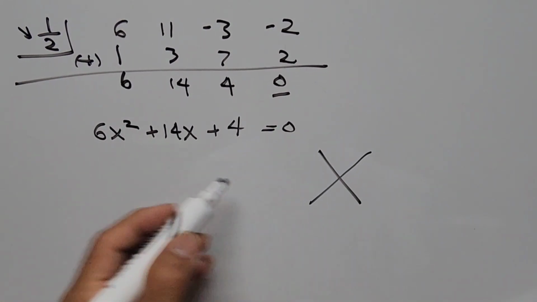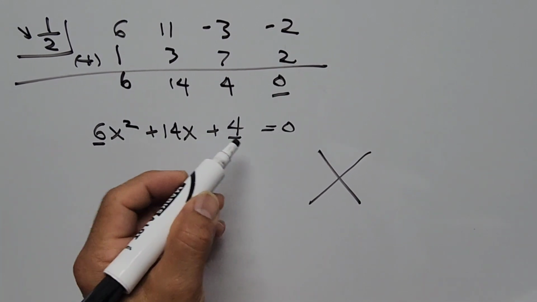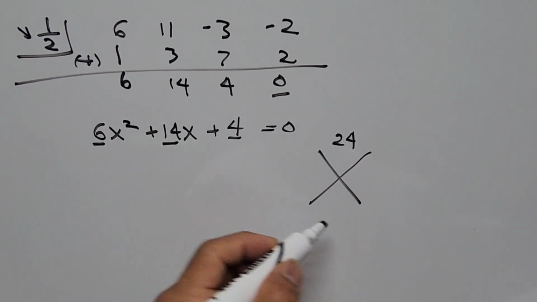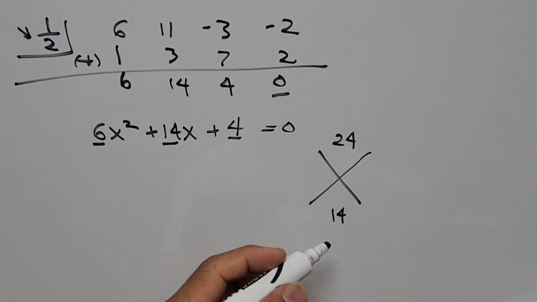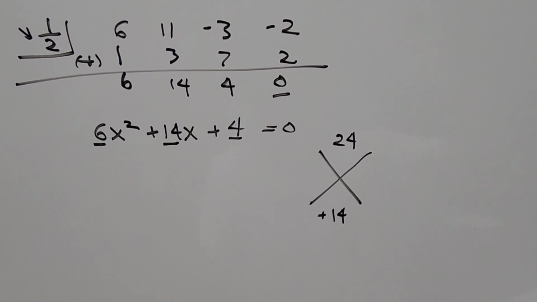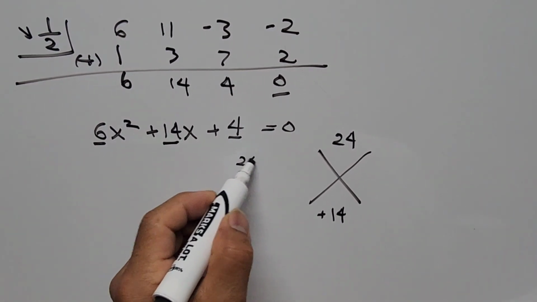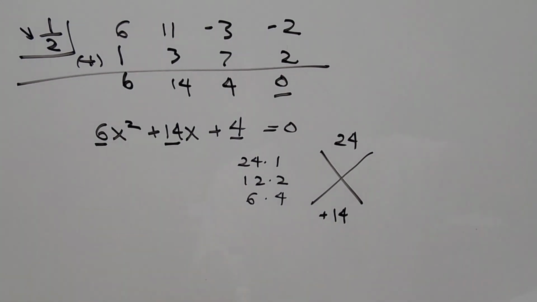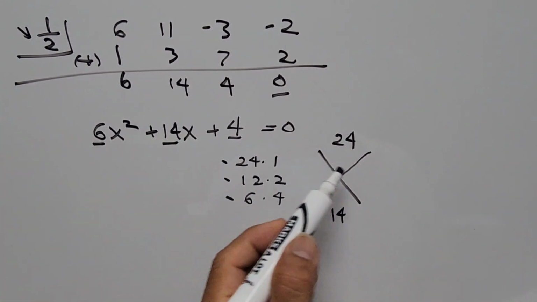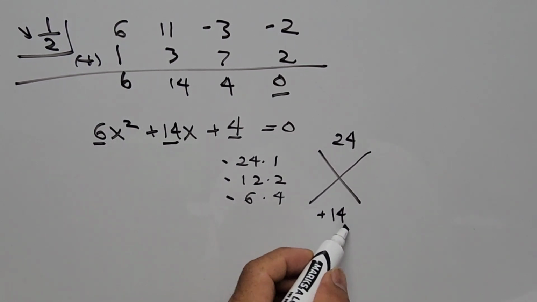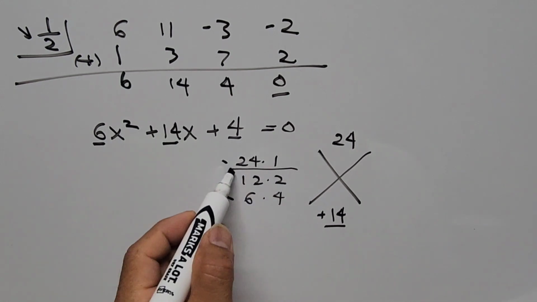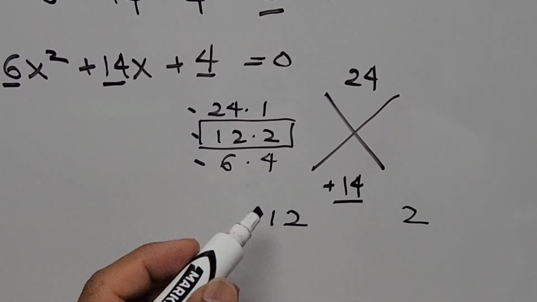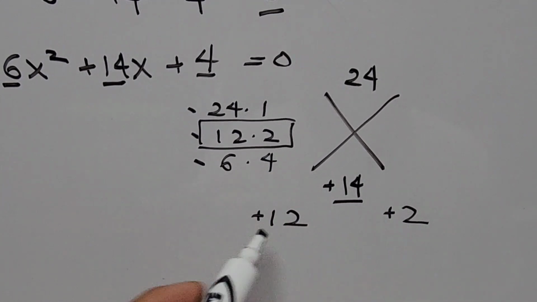So here we multiply the coefficient of the first term by the constant, 4. We have 6 times 4, that's 24, positive. And the middle term is 14. So what are the factors of 24 that will add up to positive 14? So here we have the factor choices of 24. That is 24 and 1, 12 and 2, and 6 and 4. And so out of these factors of 24, what are the two factors that, when we add them up, will be positive 14? So we have this choice, 12 and 2. And these are both positive. Since this is positive 14, when we add them up, it will be positive 14.